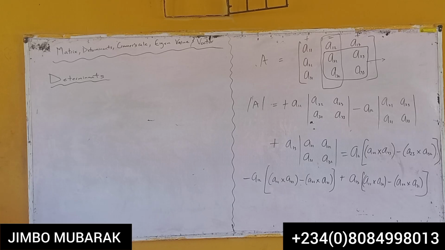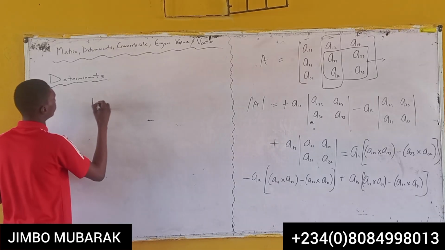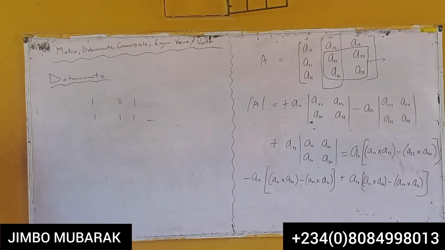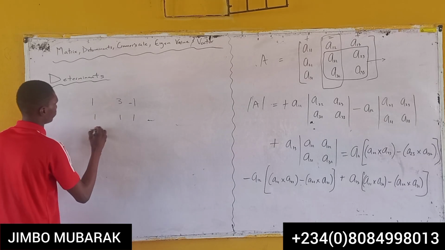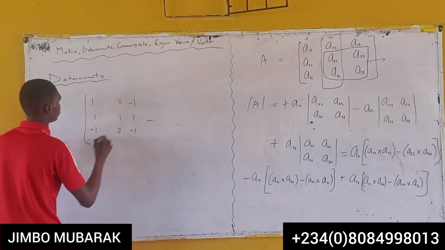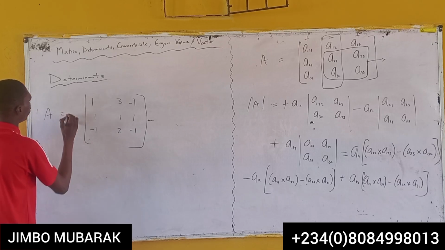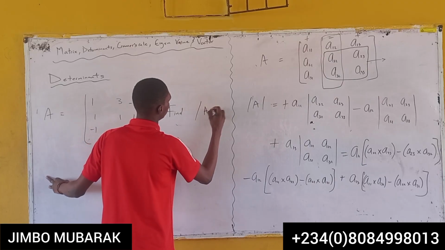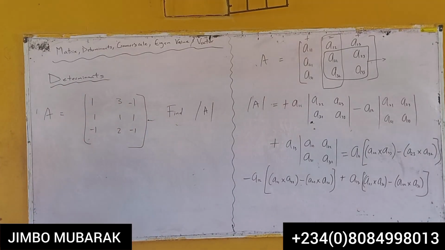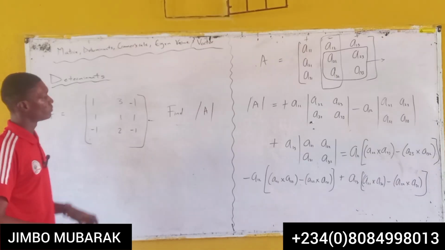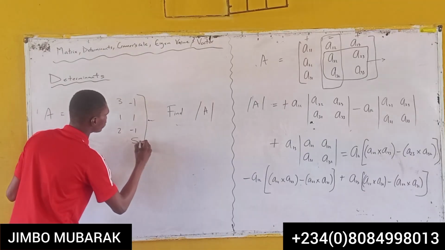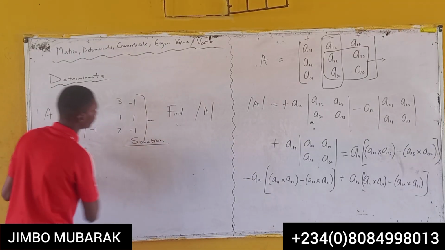1 3 minus 1, 1 1 1, 1 minus 1. So find the determinant of A. So what will the determinant of A be? Let's apply the same to this one. Solution. That will be what?